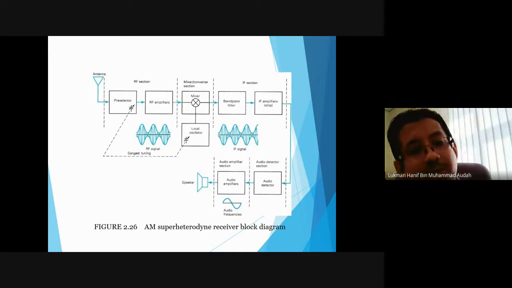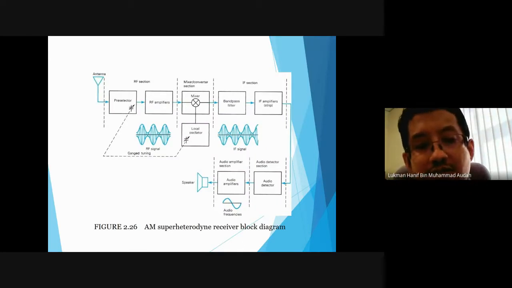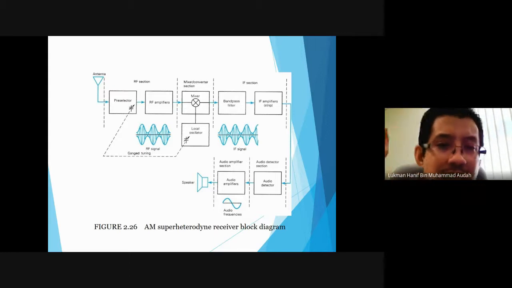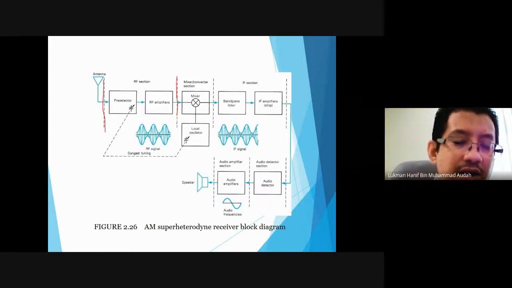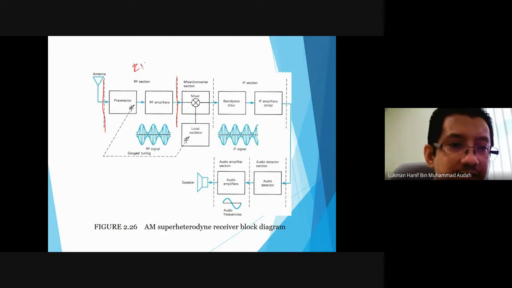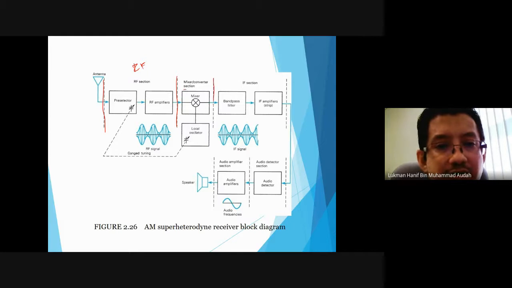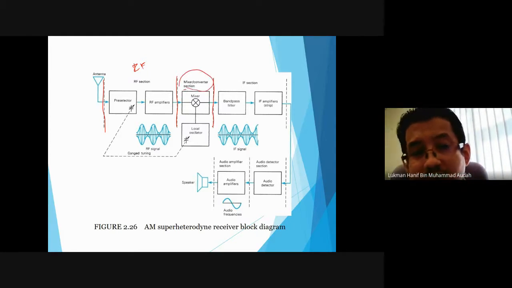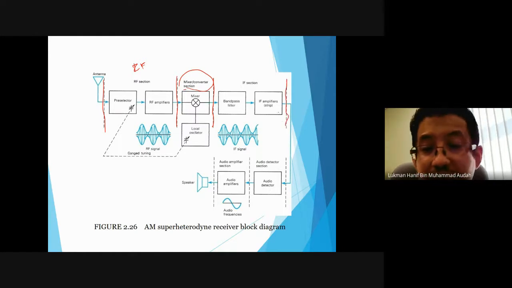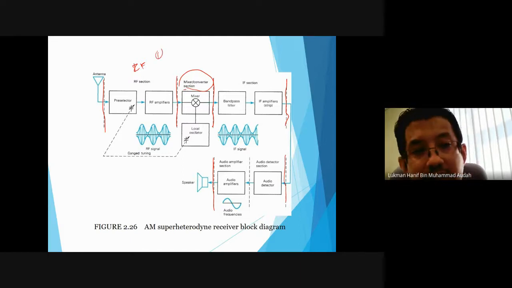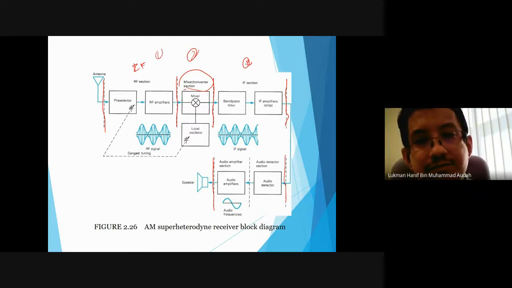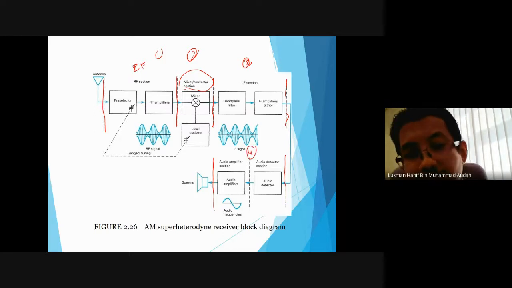Ini dia. Okay. So ini adalah super heterodyne receiver. Kalau dilihat di sini, ada 1, 2, 3, 4, ada 4 sections. Yang pertama di sini adalah RF section. Di sini adalah mixer converter section. And then we have IF section, intermediate frequency section. Then we have here audio detection and amplification. So boleh dikatakan ada 4 section. Okay. Yang 4 ni adalah demodulation dan juga amplification.